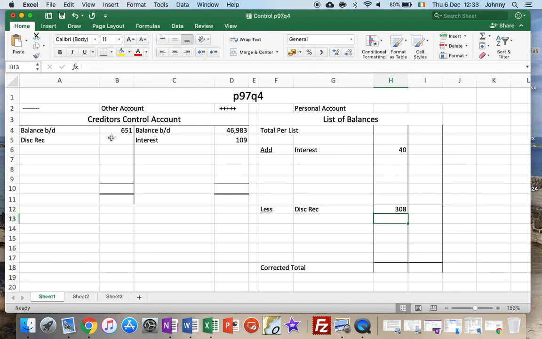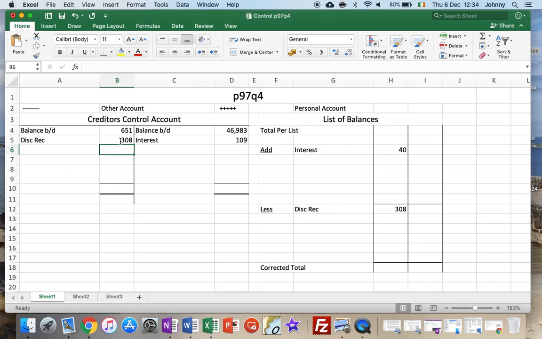So in both places, I'll have 308 minus. Next one. Receive an invoice from supplier. So it means we bought goods, so we owe money to our supplier. Entered in the day book is 360.